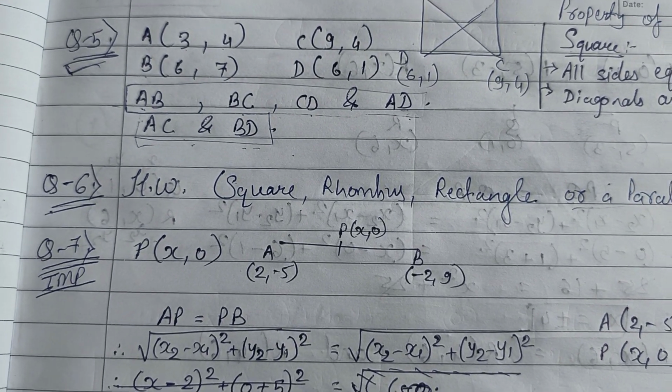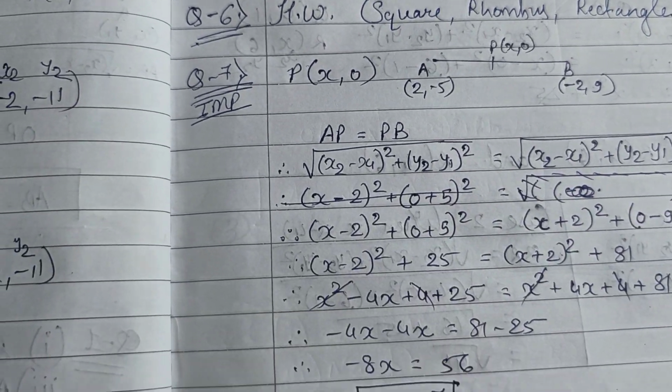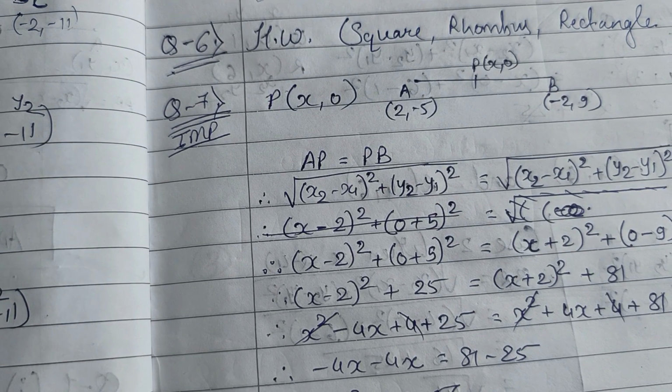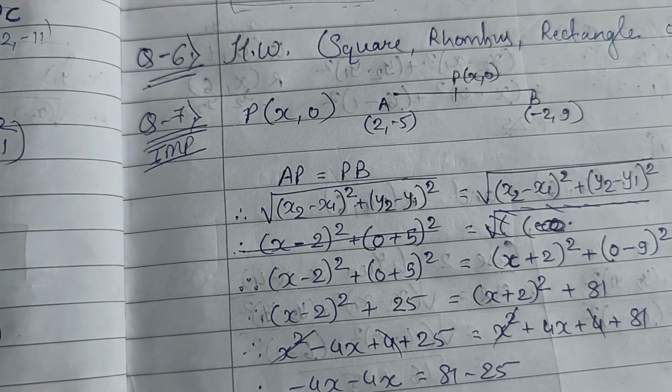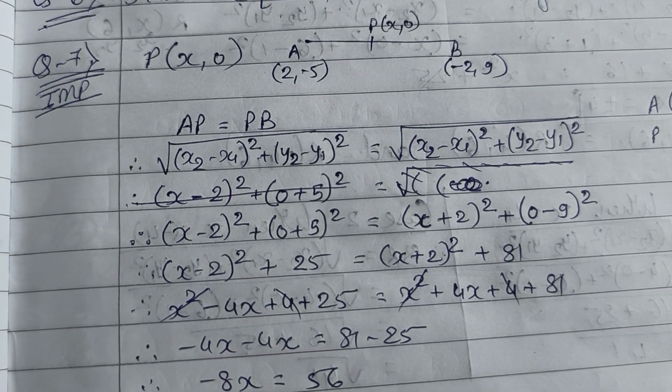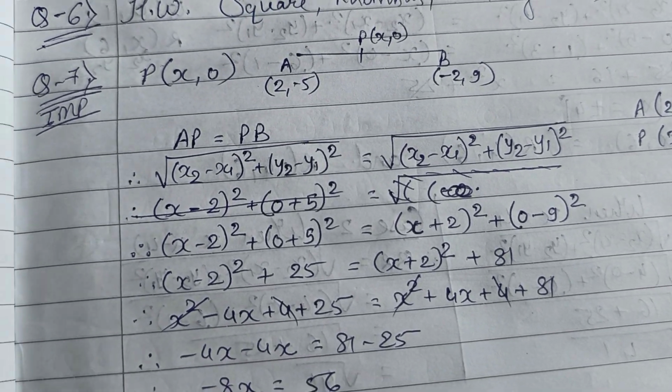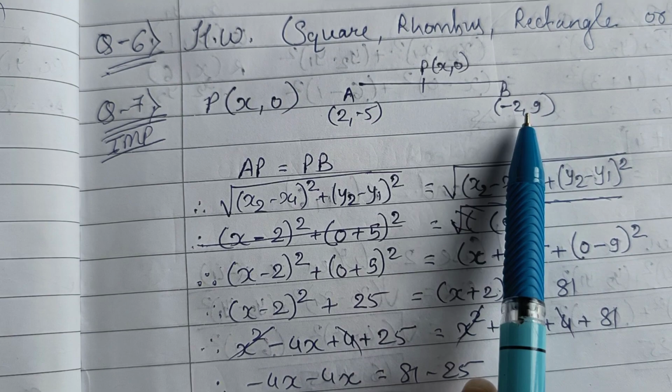Now question number 7. Mark it as a most important question. Now find the point on the x-axis which is equidistant from (2, -5) and (-2, 9). What is the value given in the question? That is (2, -5) and (-2, 9).